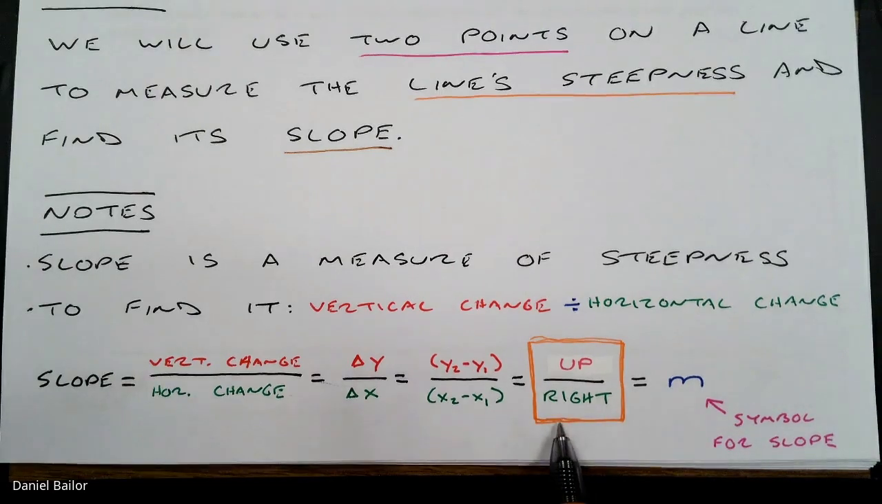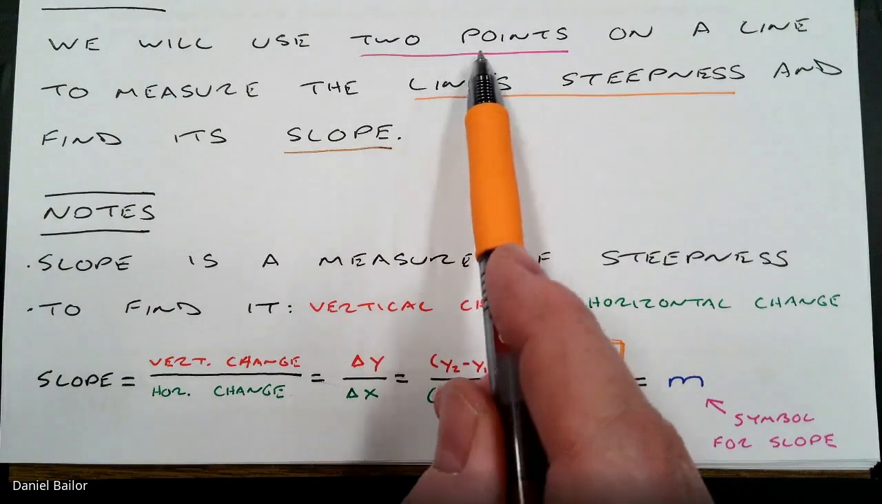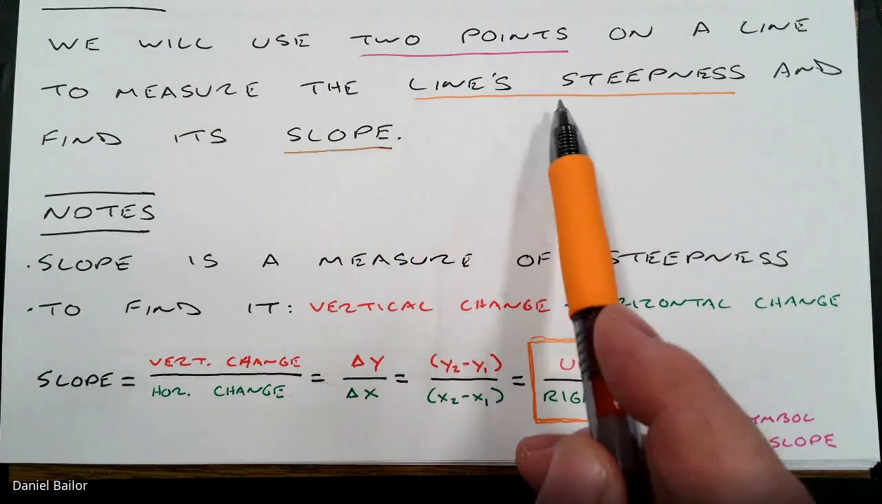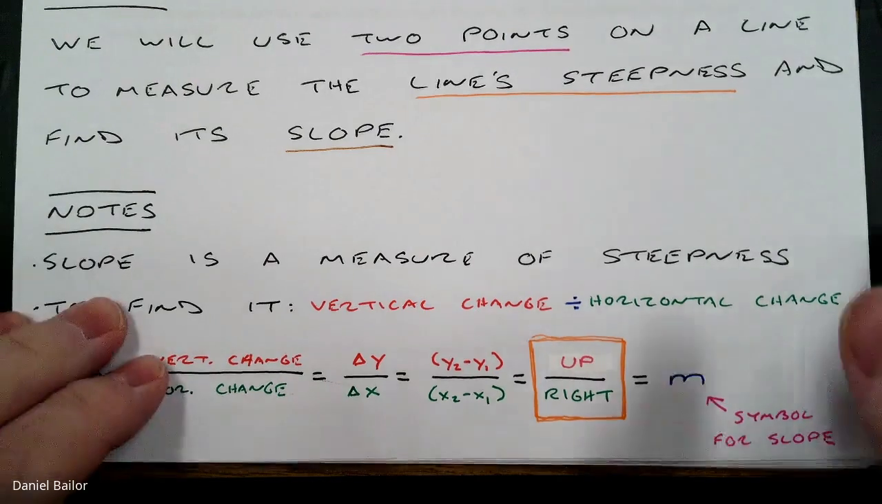So this, in our orange box right here, is what we're going to focus on today: up divided by right. We're going to use 2 points to find slope, to find steepness, and we're going to use up divided by right. So let's practice this a little bit. Those are the notes. Let's go to our first page of the lesson, page 155, and let's start practicing this a little bit.